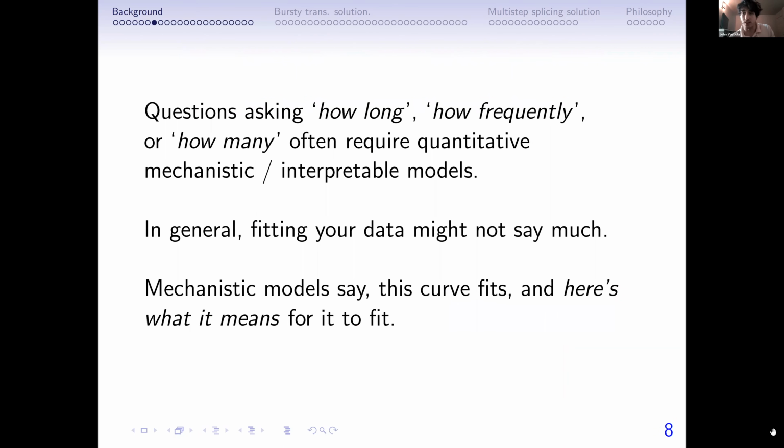And so if you have these questions, how long does this take? How frequently does this happen? And so on. What you really want is some sort of quantitative, interpretable model. In other words, generally speaking, if you can fit your data, you fit a line or a curve or whatever, then I don't know, who knows what that says? Maybe you can predict things, maybe not. We want models that say this curve fits, and so here's what that tells us about what's actually going on.